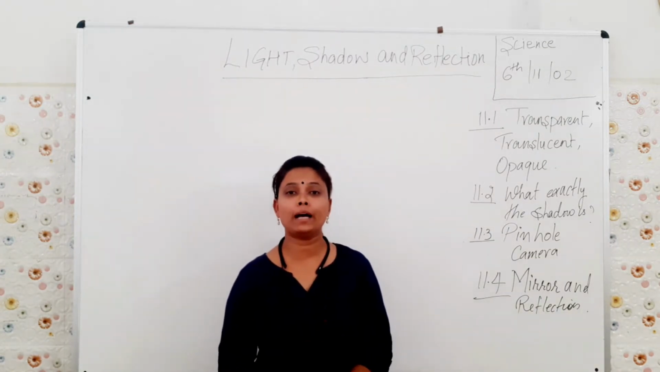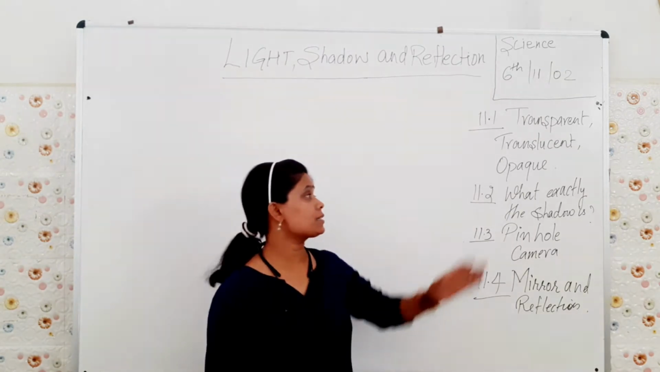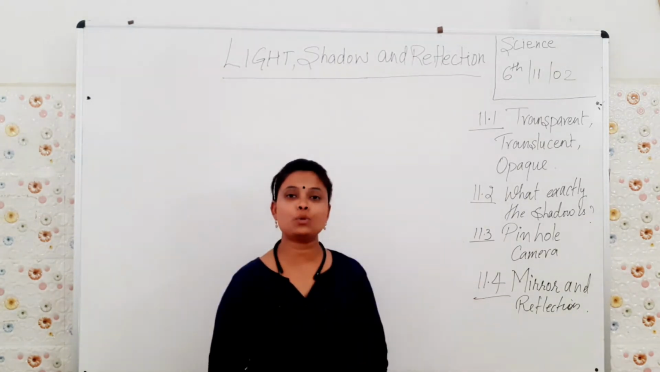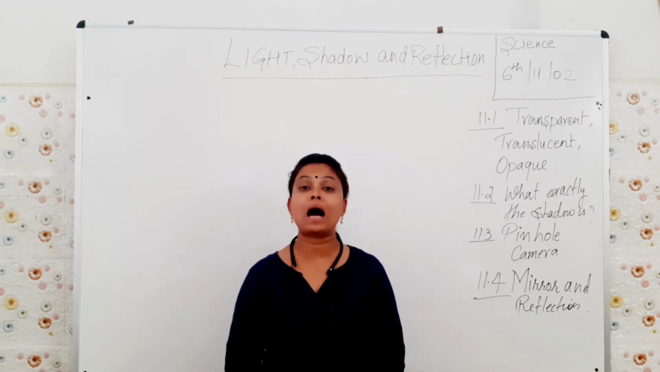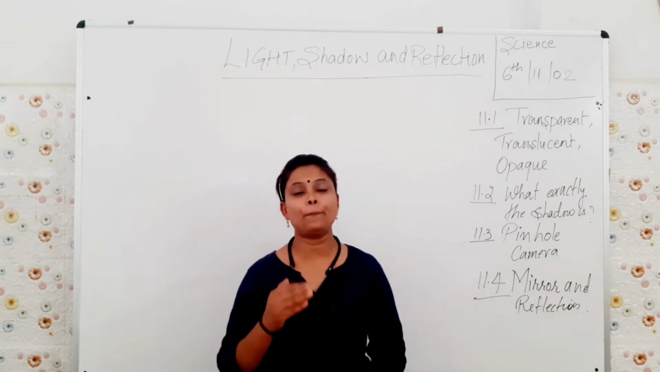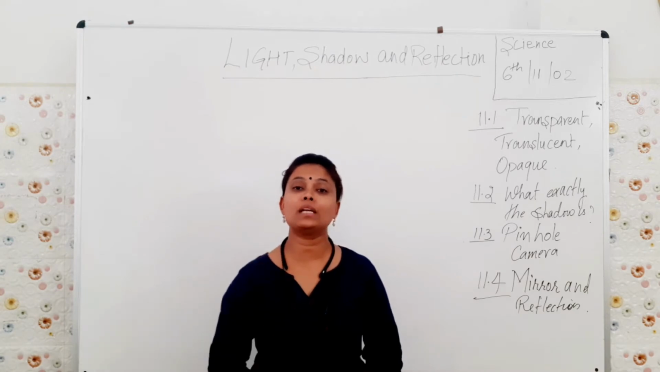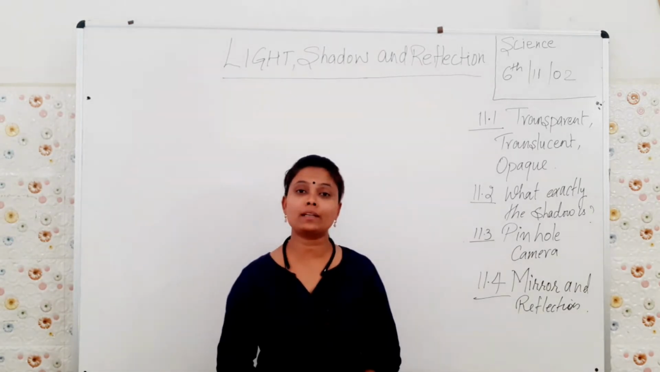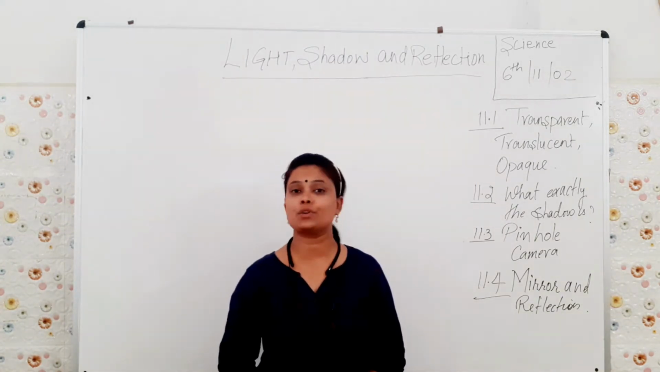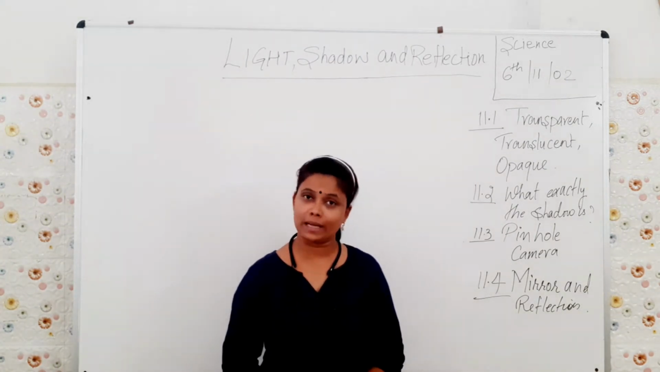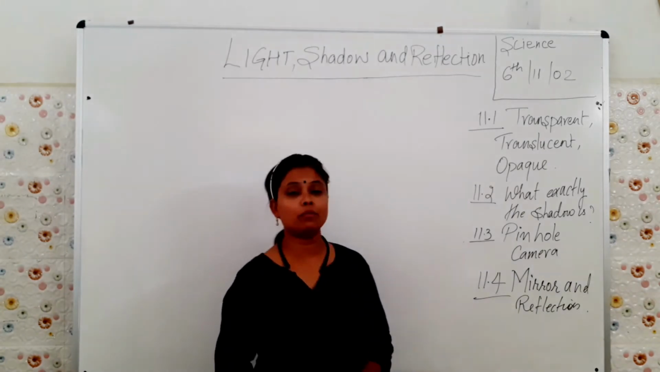Second, translucent. Translucent objects are those through which we can see only partially. Only a partial thing can be seen. The object is always blurred. Why? Because it is not transparent.